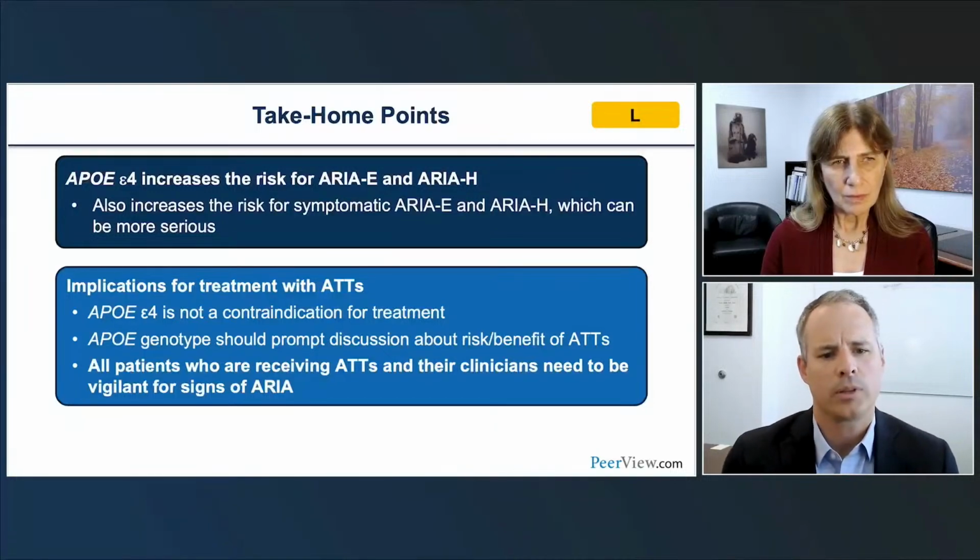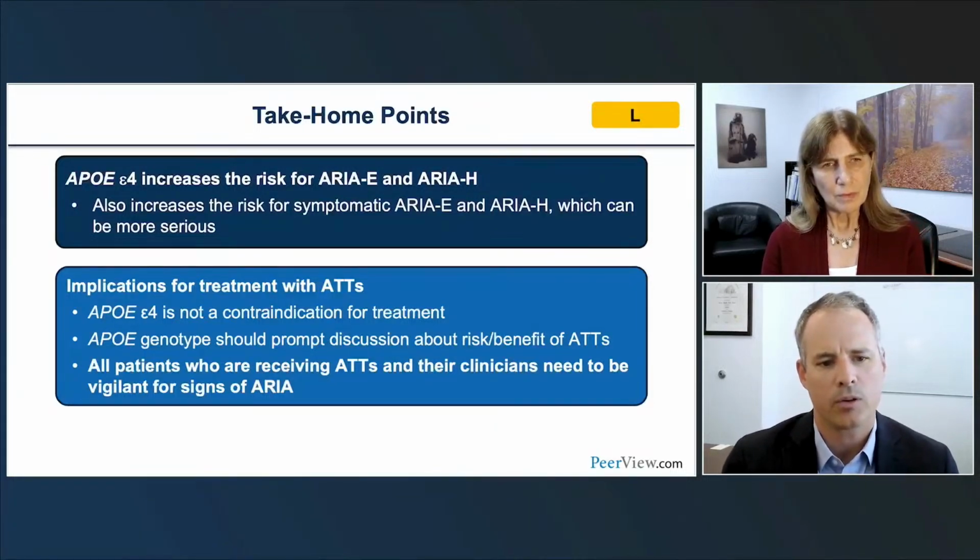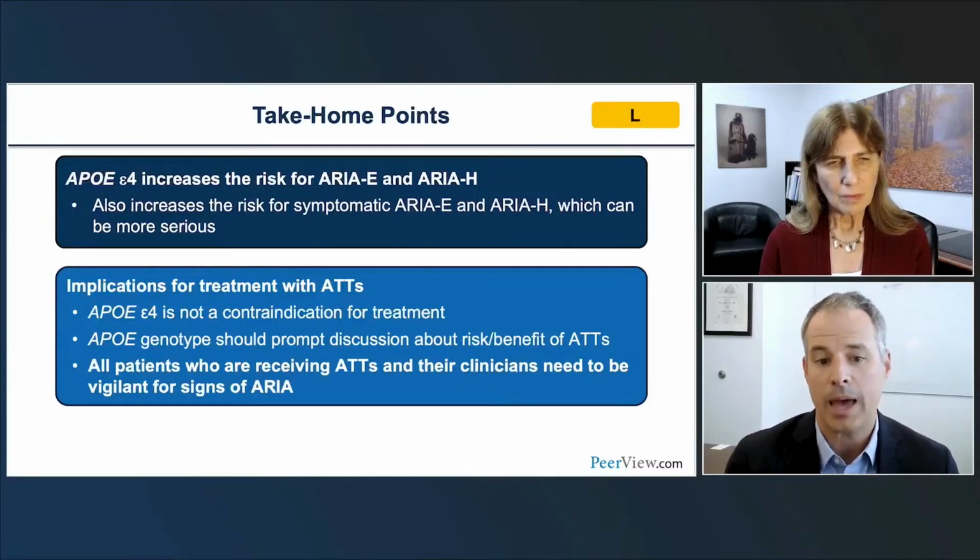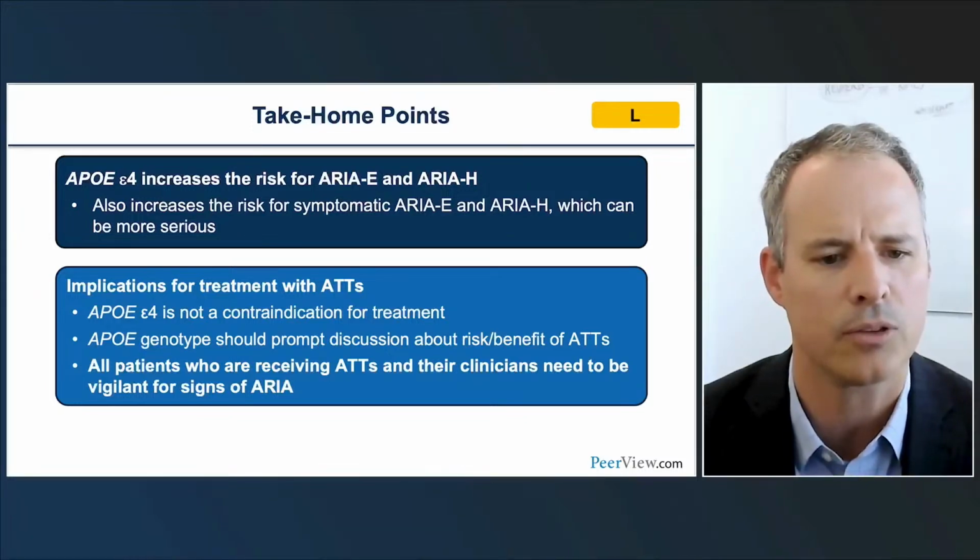So the take-home points: ApoE4 increases your risk for ARIA, both ARIA-E and ARIA-H. It increases the risk for symptomatic ARIA-E and ARIA-H, which is more serious, but also still quite rare, in a vast minority of patients.